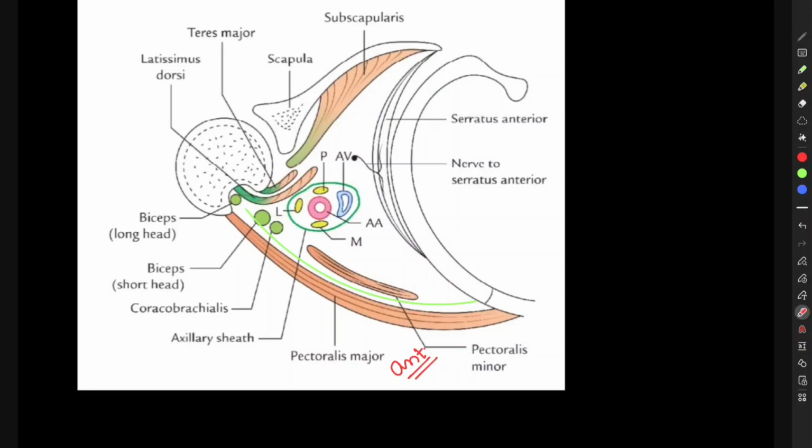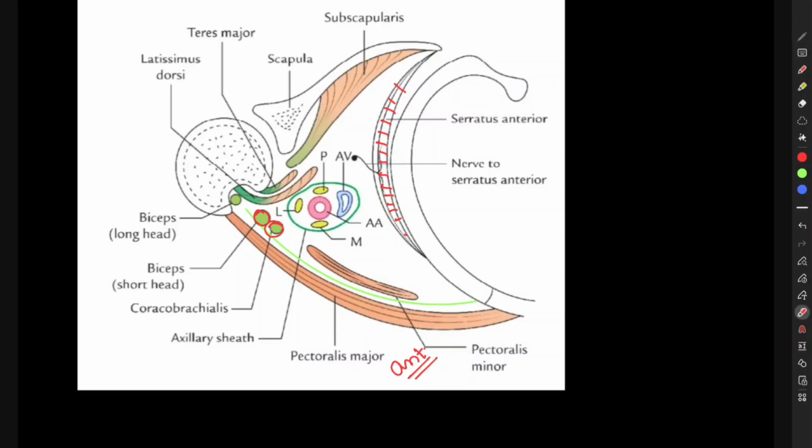Medially, the medial wall is formed by the upper four ribs. Upper four ribs, and we know that a muscle attaches to the ribs, that is the serratus anterior muscle. So medially it is related to the upper four ribs and the serratus anterior muscle, whereas laterally it is related to the shaft of the humerus, the coracobrachialis muscle and the biceps brachii muscle.